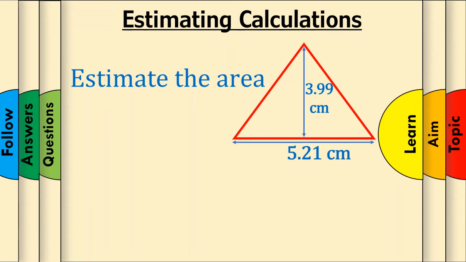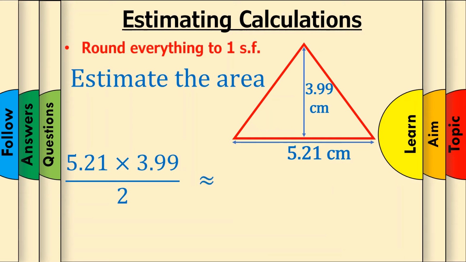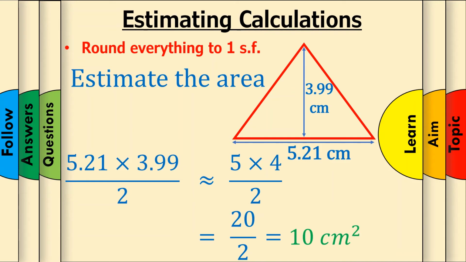To work out the area of a triangle, you need to multiply the base by the height and divide it by 2. Now that we've formed our calculation, we need to round everything to one sig fig. 5.21 rounds to 5, 3.99 rounds to 4, and 2 is already one sig fig. 5 times 4 is 20, and divide this by 2 to get the answer of 10 centimeters squared.